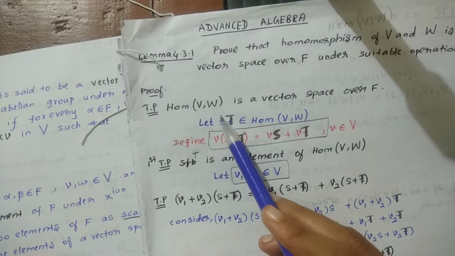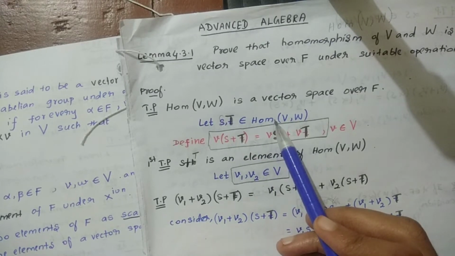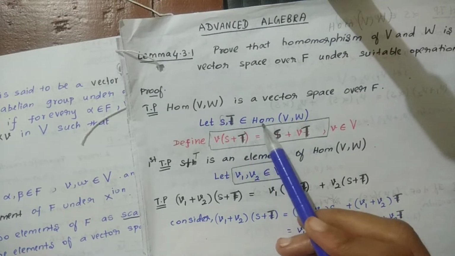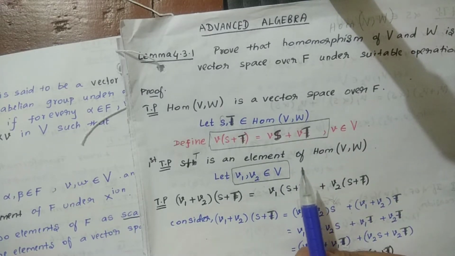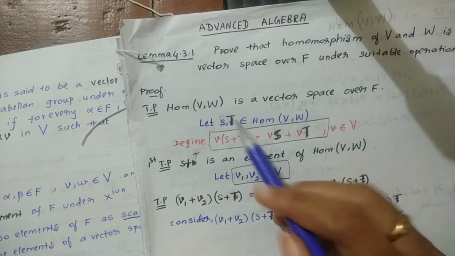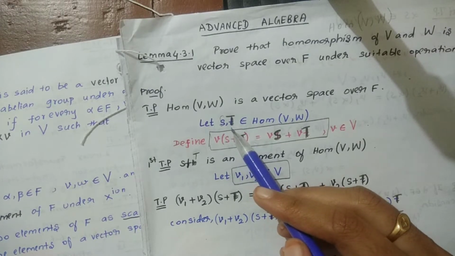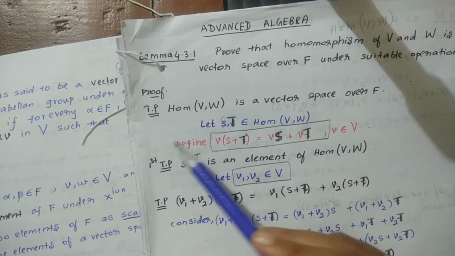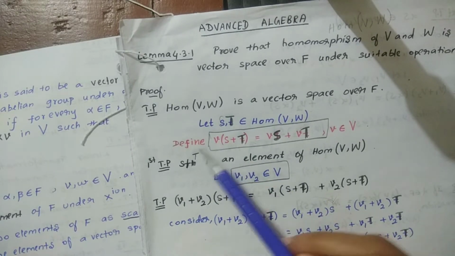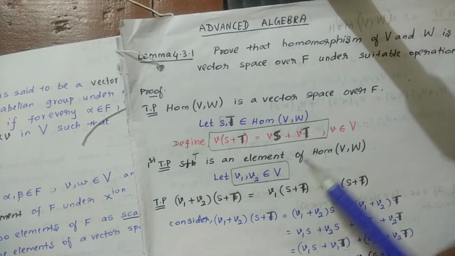This S and T should be capital letters, okay? Because you are taking two elements from homomorphism of V comma W, and all the elements in homomorphism of V comma W are functions. Usually you denote functions with capital letters. So here S and T are capital letters. I mistakenly wrote them as small letters, which is wrong. You should use capital letters for the elements you choose from homomorphism of V comma W. Define it like this. You will use this in the further steps. This plays a key role in this proof.